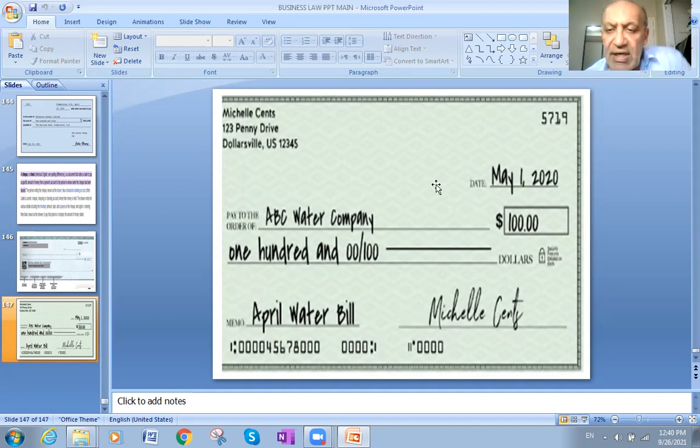And as you see here, we have the date also. So the main components of the check: the date, which should be on the right side of the check. We have the check number also. This is the check number, and this is the serial, which includes the account of the person, and I will show it to you right now. And here, pay to the payee. We call the name here the payee. So ABC Water Company is the payee. And the drawer is Michael Cent.